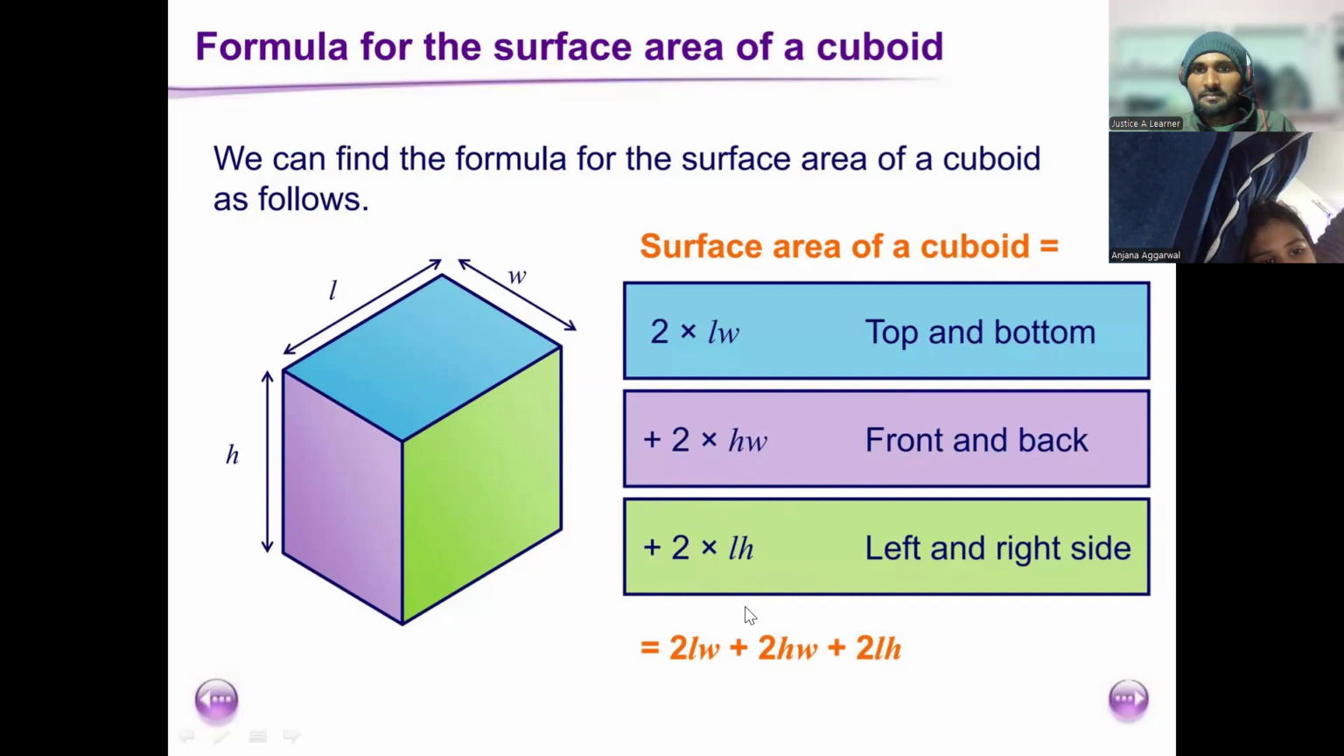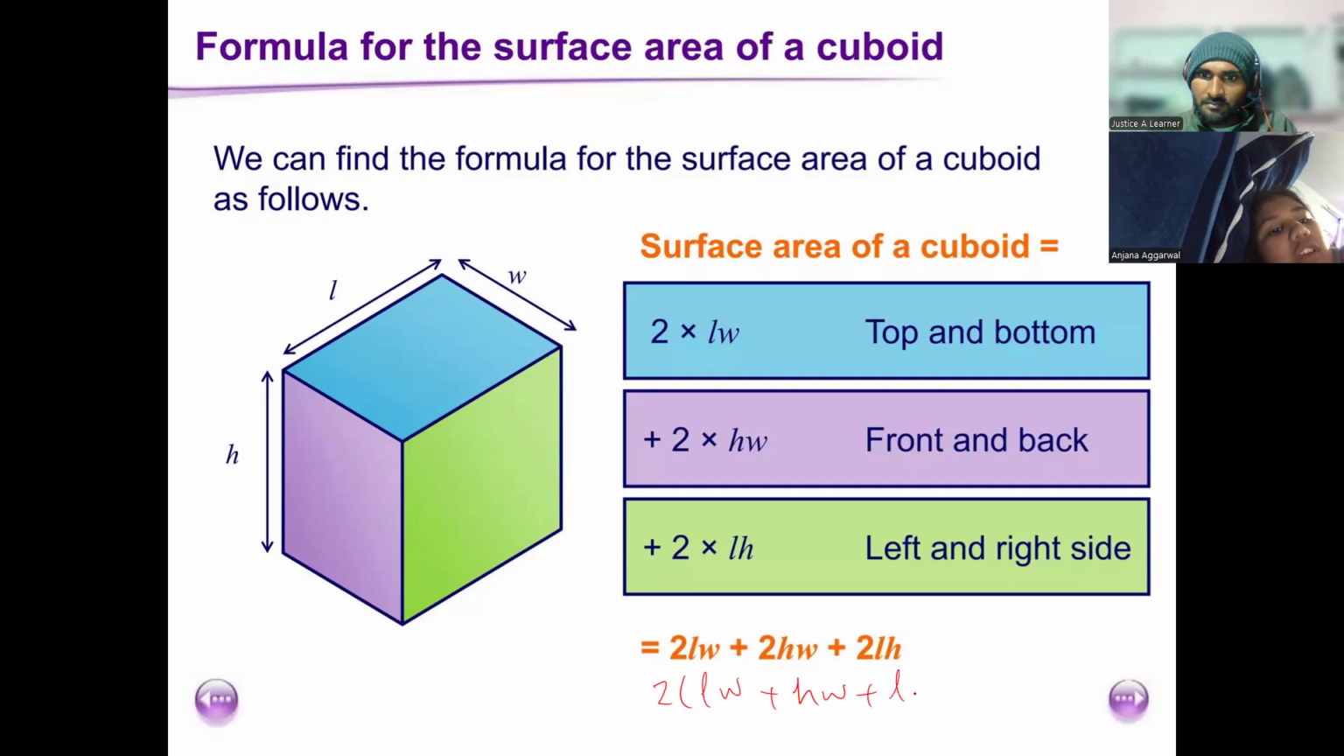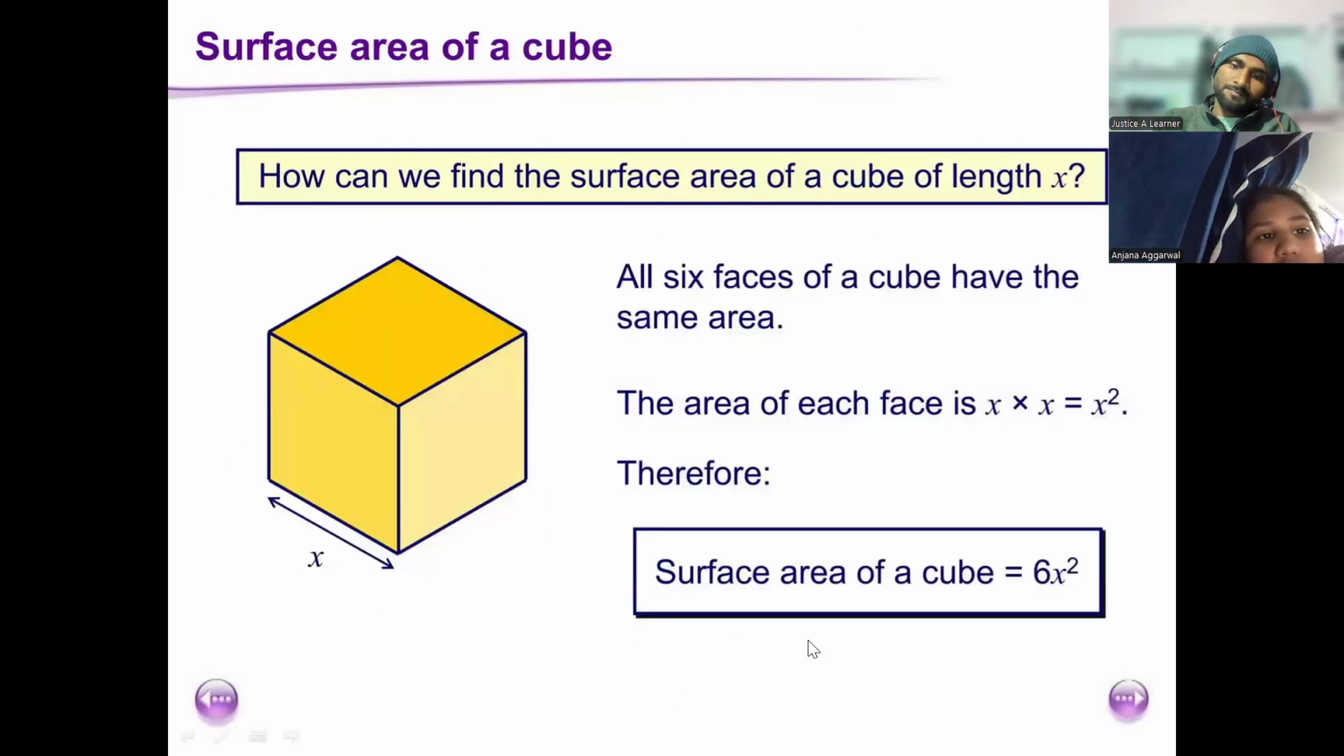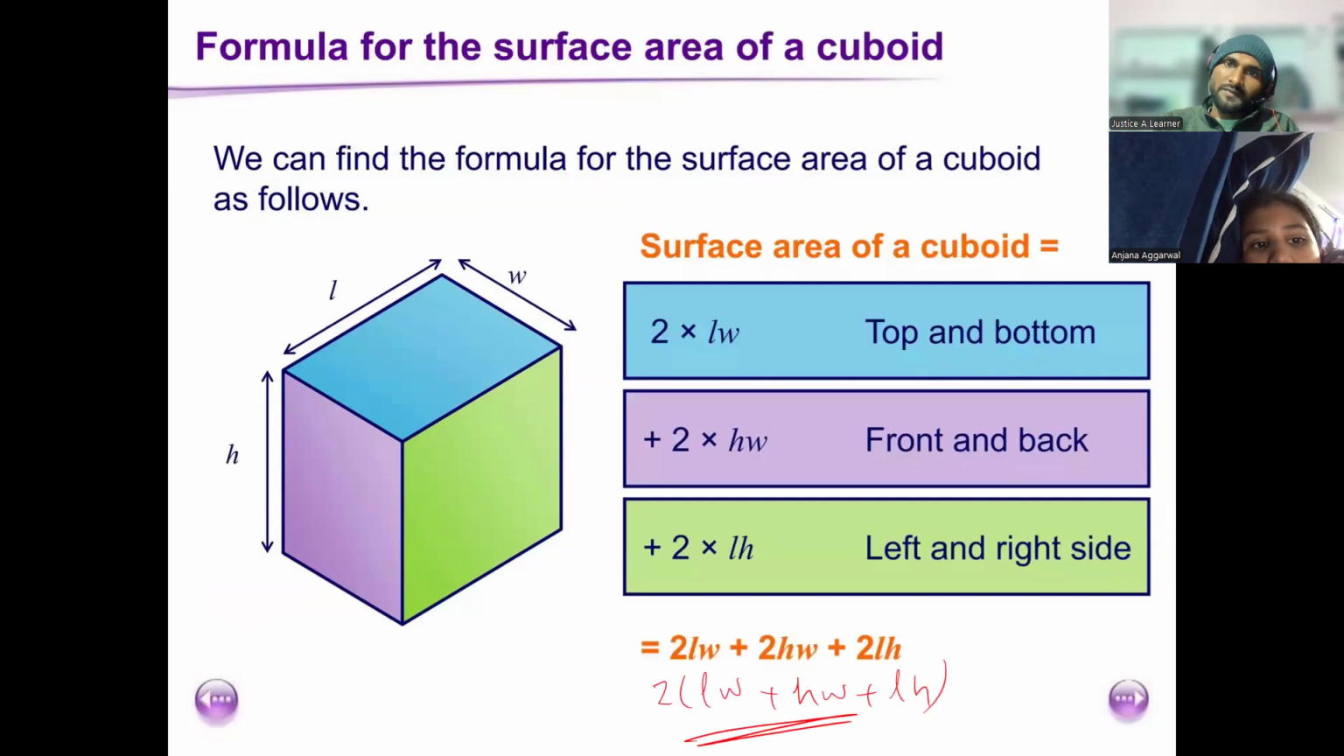Now we will total them, as you found already, the total surface area. So what is common here? 2. Yes. So can't we write this? Yes, we can write that. So this is the formula basically. This is total surface area.